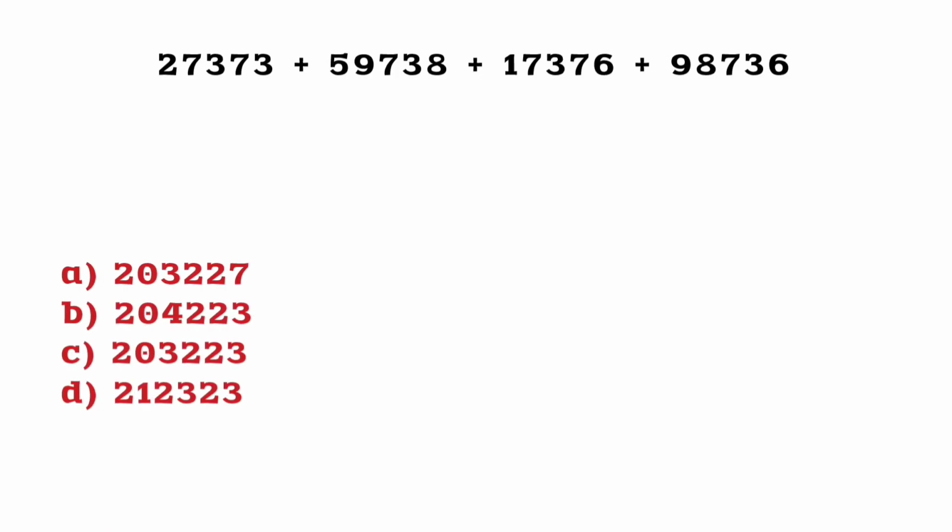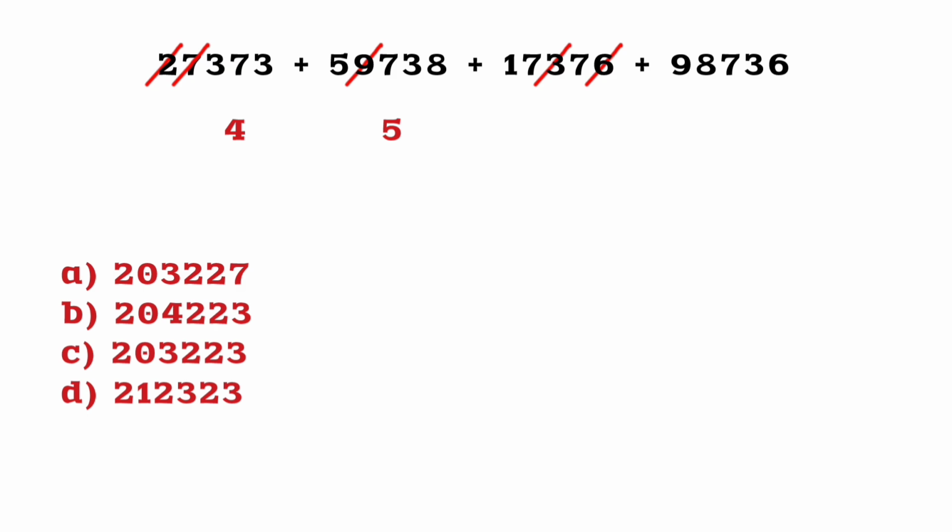Start by calculating the digit sum individually. 2 and 7 is 9, cancel it. 3 plus 7 plus 3, 13. 1 plus 3, 4. Next, cancel 9. 5 plus 7 plus 3 plus 8, 23. 2 plus 3, 5. Next, cancel 6 and 3.